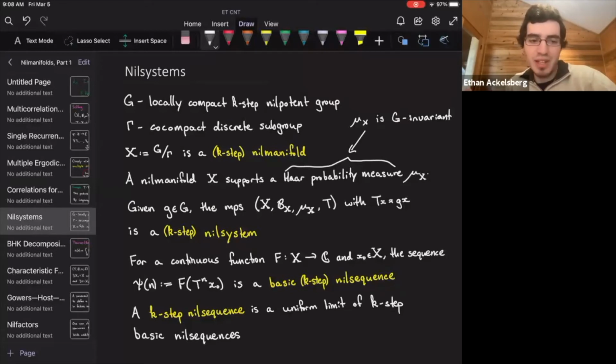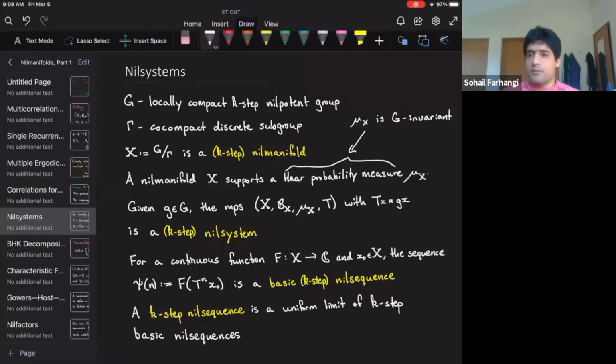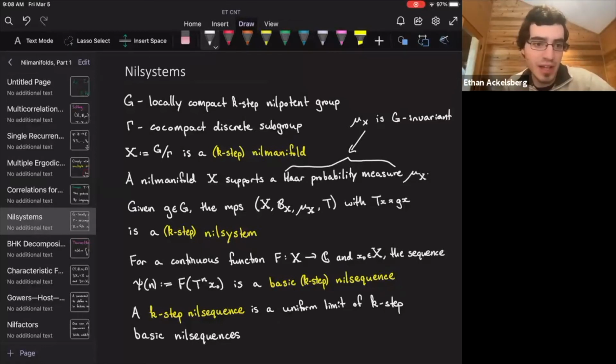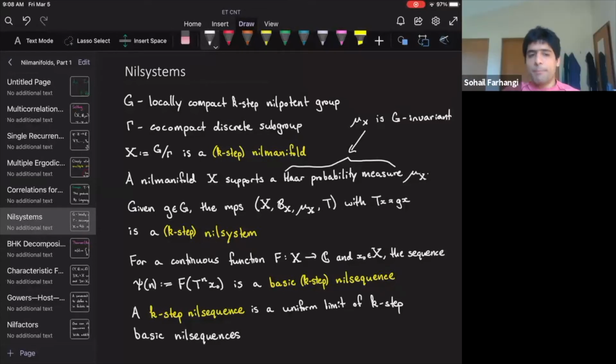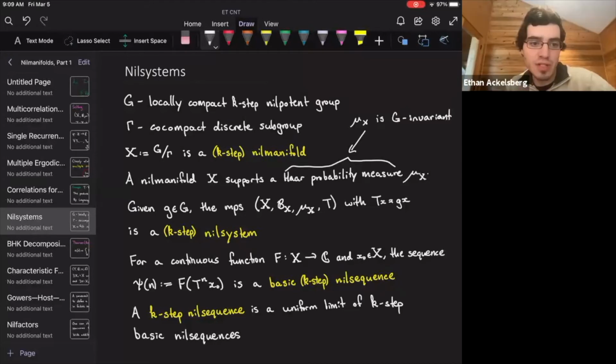Okay, so a nil system, in this case, it's only the left action. Yes. So I'm taking the left action because I'm modding out on the right. Yeah, so there's not even a natural way for G to act on the right in this situation. Okay. And so this is some more general thing than what we looked at before.